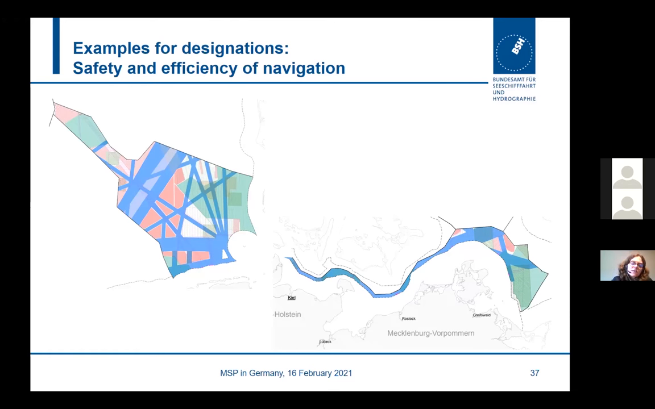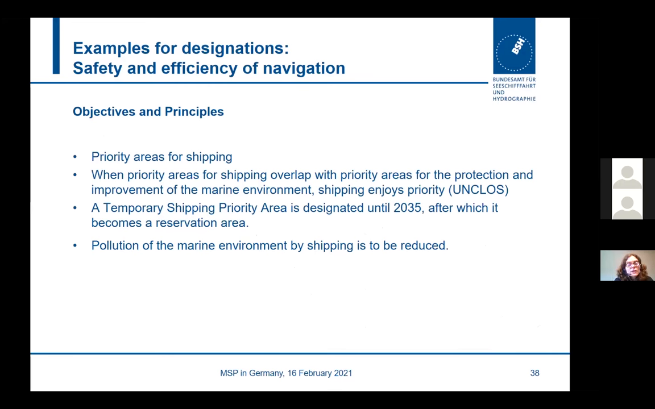Next slide. So this is really what happens for all the objectives and principles, just to complete that section, in priority areas for shipping, you can see that other activities are taking second place. So shipping has the clear priority because of UNCLOS. There's also, you might have noticed, a slightly lighter blue colored area, which is a temporary shipping priority area, which is there until 2035, after which it becomes a slightly less important area, a reservation area. Well, we'll have to see exactly how things develop with shipping in that area.